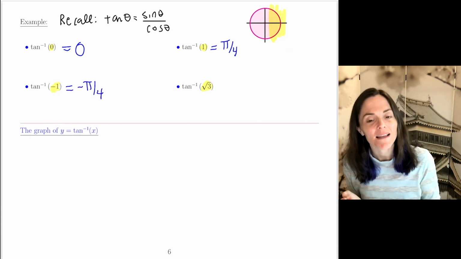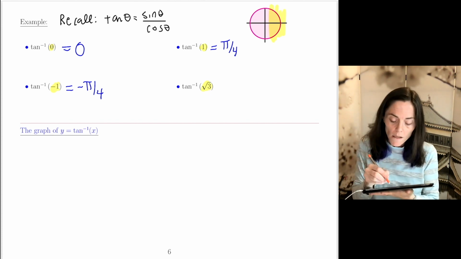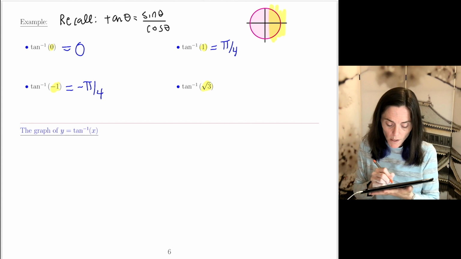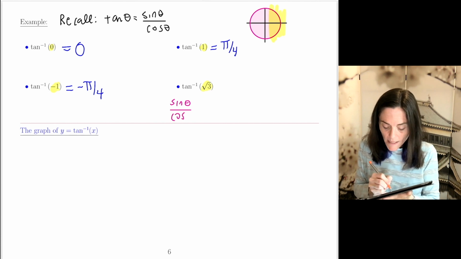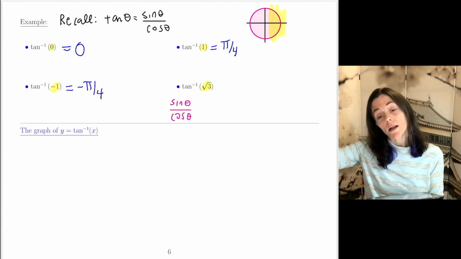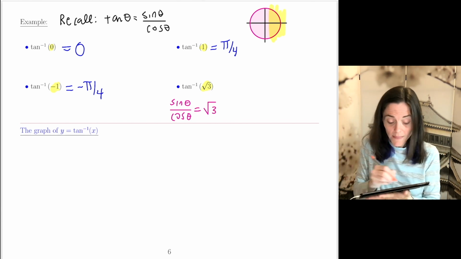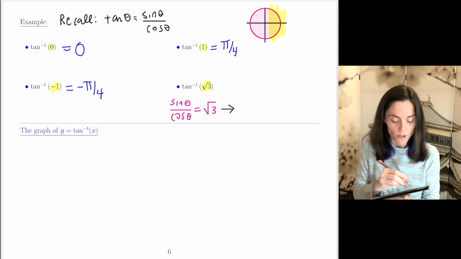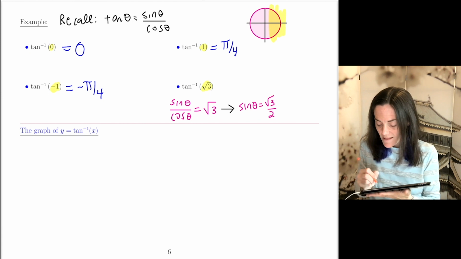And the last one, tan inverse of square root 3. Well, maybe I will write a little bit for this one. We know the sine theta over cosine theta is square root 3. And how can we get that out of thetas that we know? I'm going to make the one on top square root 3 over 2. So if we make the sine square root 3 over 2, and then the cosine would be 1/2.